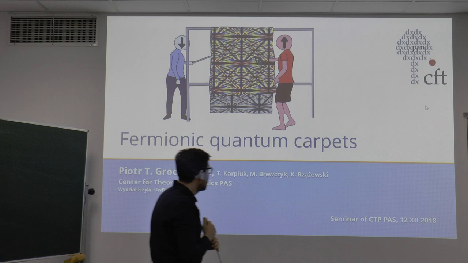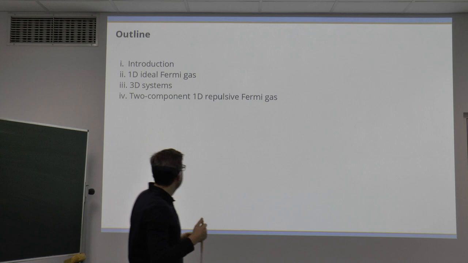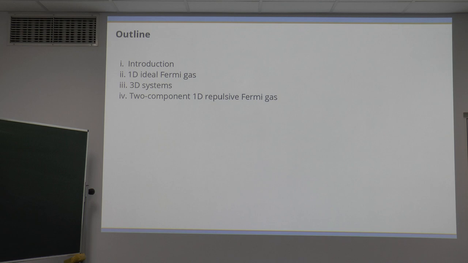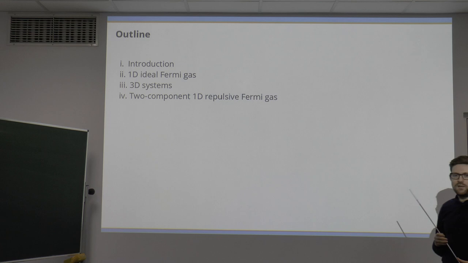So let me start with the outline of this presentation. I will start with some historical introduction to the topic. Then I will present our results, starting with the one-dimensional ideal Fermi gas, for which I will show you some analytical results, and then I will try to say something more about more realistic setups within the full three-dimensional system. And then I will go beyond that and consider the interacting case with a two-component 1D repulsive Fermi gas.